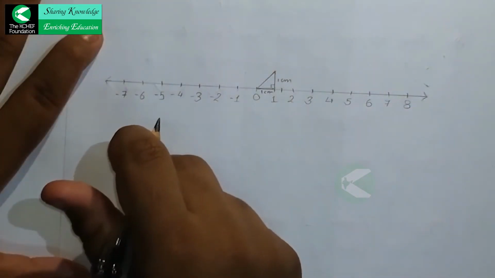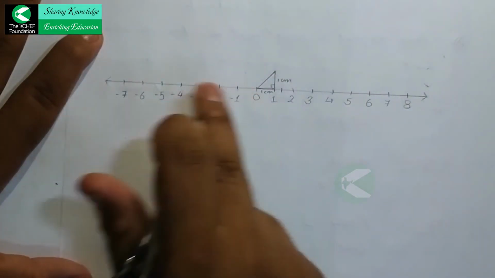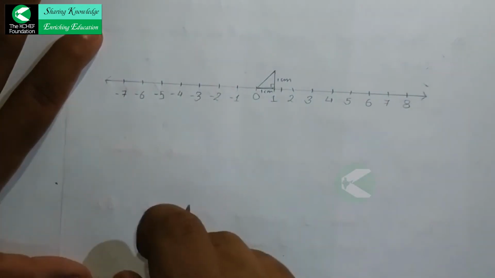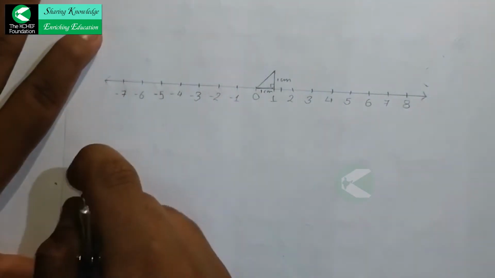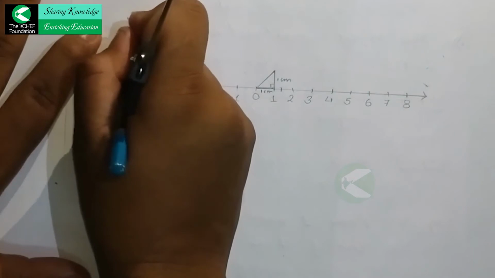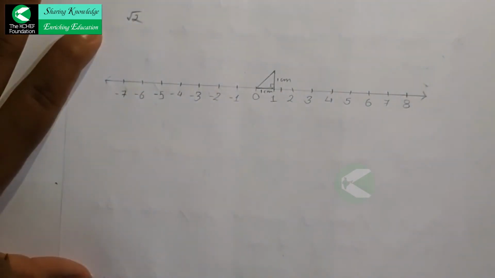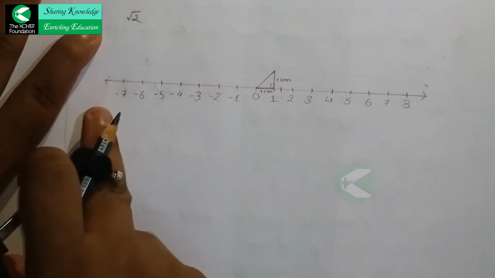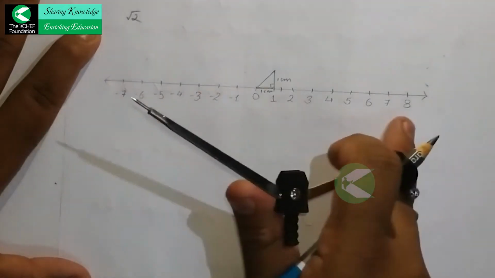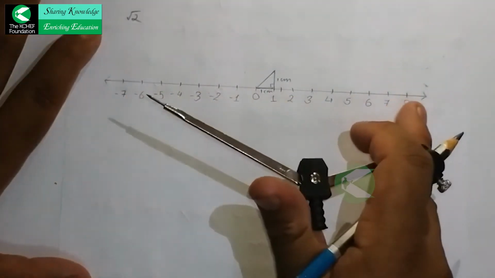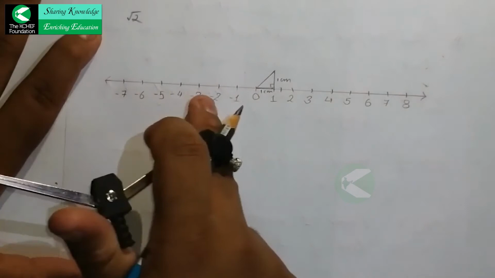Now I'll tell you how to plot an irrational number on a number line. Here I'll show you how to put root 2 on the number line. Before putting this, we need to draw a number line. As you can see, I've already drawn it, and you need to mark all integers on it.